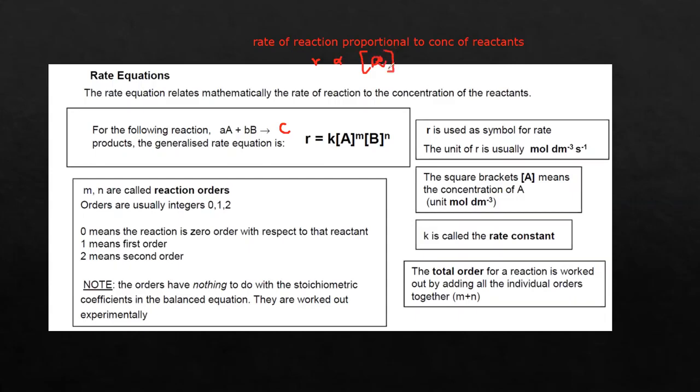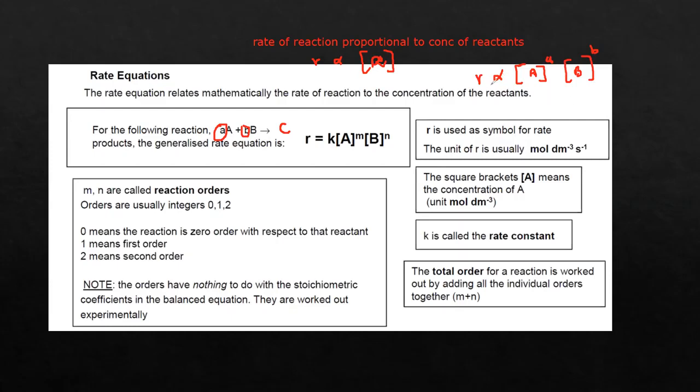To represent the concentration, we use square brackets. In this reaction, A and B are the reactants. So in the rate expression, I'll say rate is proportional to the concentration of A and the concentration of B. And the coefficients of the reactants will turn into powers, like A raised to power small a and B raised to power small b. This is called a rate expression because I did not use equal to.